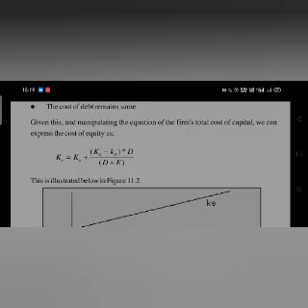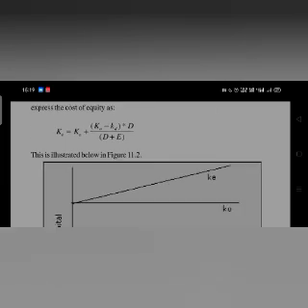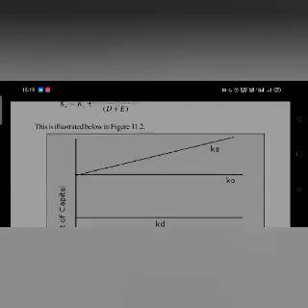The equation is below: K is equal to K0 plus (K0 minus Kd) multiplied by D upon D plus E. This is illustrated below in the figure.